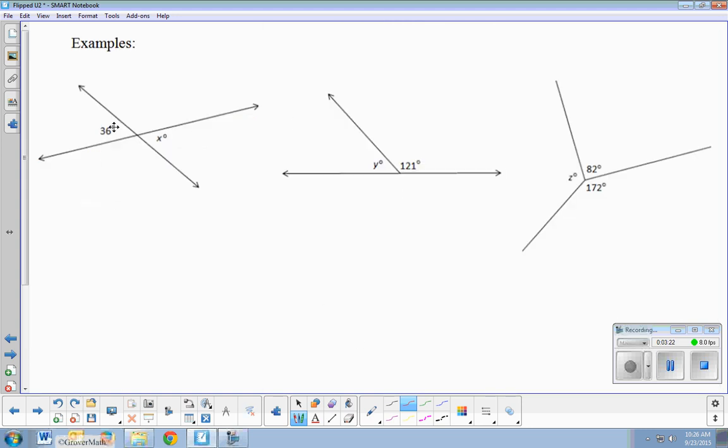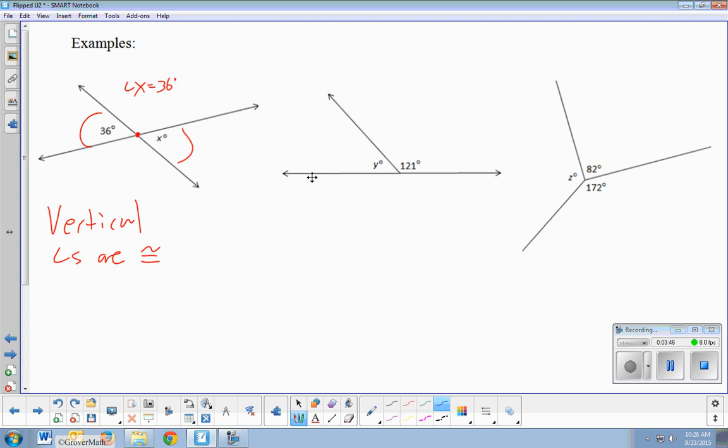First up, two lines intersecting. This is a vertical angle concept. Vertical angles are congruent. What that means is because this is 36 degrees, this is also 36 degrees. So angle X equals 36 degrees.